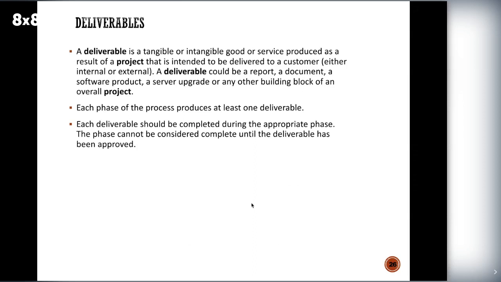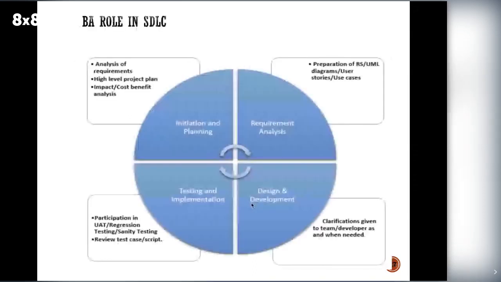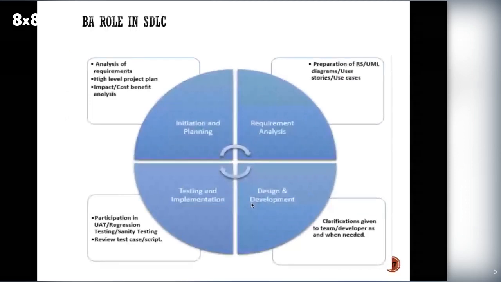Okay. Now, the BA role in the software development life cycle. As a BA, during the software development life cycle, you are involved in analysis of requirements. You are involved in a high-level project plan. At times, a BA works as a PM, and sometimes they work as a Scrum Master. So a BA wears a lot of hats. They conduct impact and cost-benefit analysis.